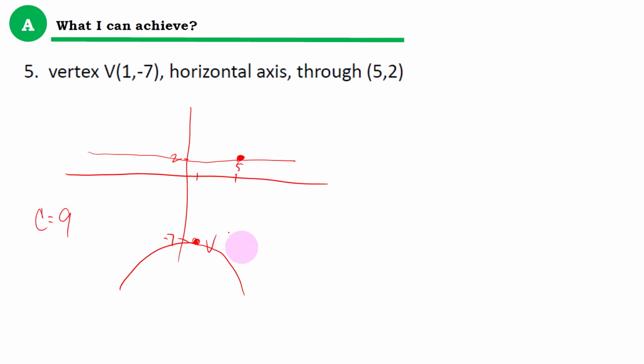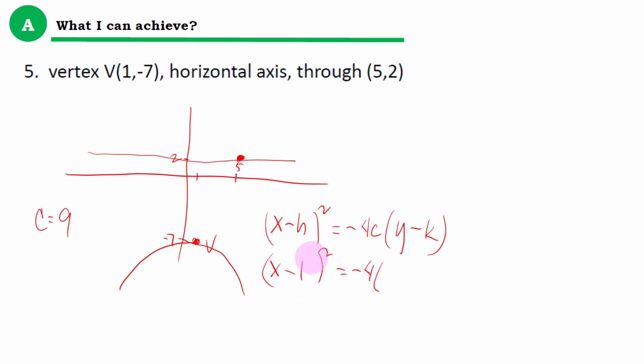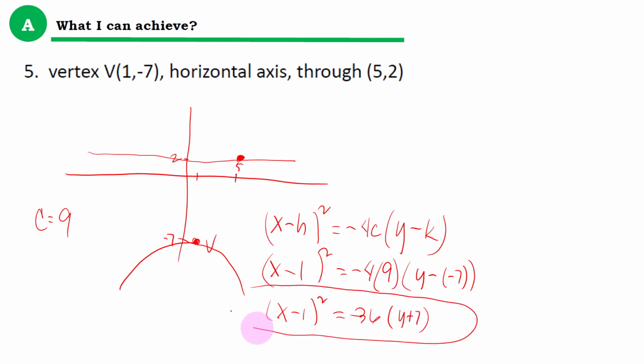Then our equation, since this opens downward, x is the one squared. So it becomes x minus h quantity squared equals negative 4c times y minus k. Then we substitute our vertex: x minus 1 quantity squared equals negative 4 times 9 times y minus k. Our k is negative 7, so y minus negative 7. Then we simplify: x minus 1 quantity squared equals negative 4 times 9, which is negative 36, times y plus 7. This is our standard equation. Is there more? None. That will be all.